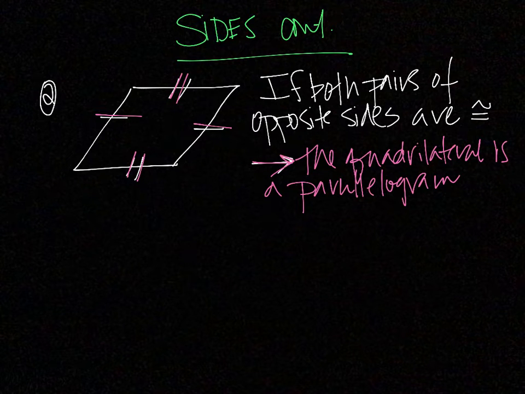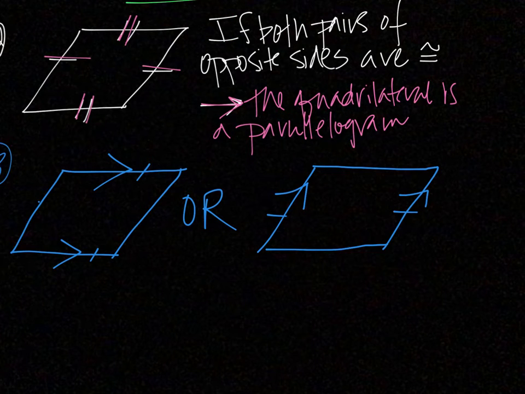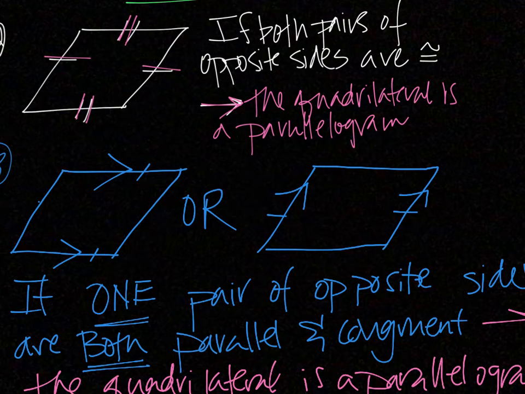So we've got 3 ways we're talking about so far. 1, parallel, 2, congruent, or 3, 1 pair, both parallel and congruent. So in this way, we've got 1 pair, and it doesn't matter which pair. It can be the top and bottom or the left and right, but I have exactly 1 pair, both congruent and parallel. That also makes me a parallelogram. So if 1 pair is both parallel and congruent, so parallel is the arrows, congruent is the tick mark, parallel and congruent, then my quadrilateral can be a parallelogram.